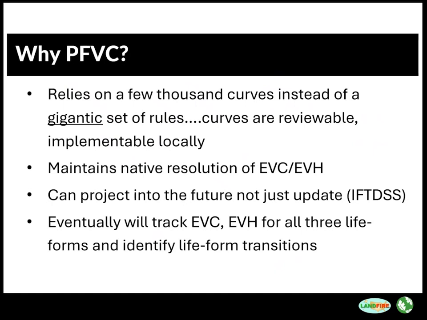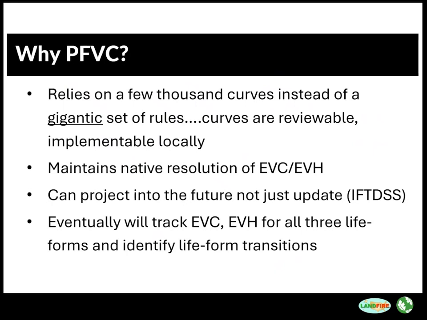As you know, I said we can project into the future, and that's going to be important for other federal systems. If you haven't heard of IFTDSS, the Interagency Fuels Treatment Decision Support System, they want to look at the effectiveness and durability of treatments. So they want to project into the future, not just update to today. And eventually we'll be able to track EVC and EVH separately for herb, shrub, and tree on the same pixel, and when they transition during the succession pathways over time, okay?